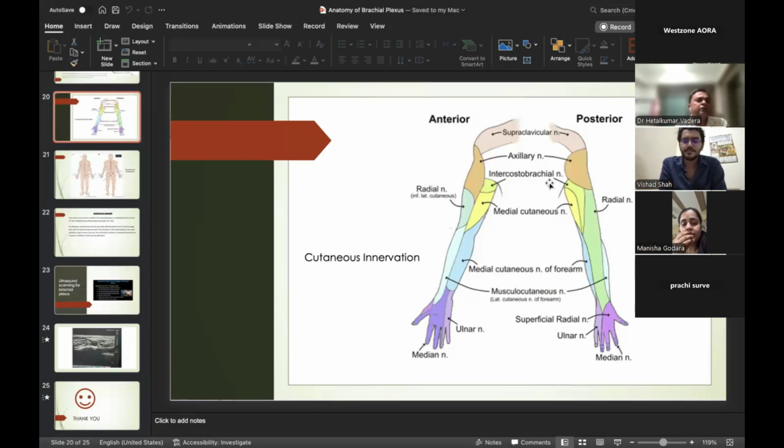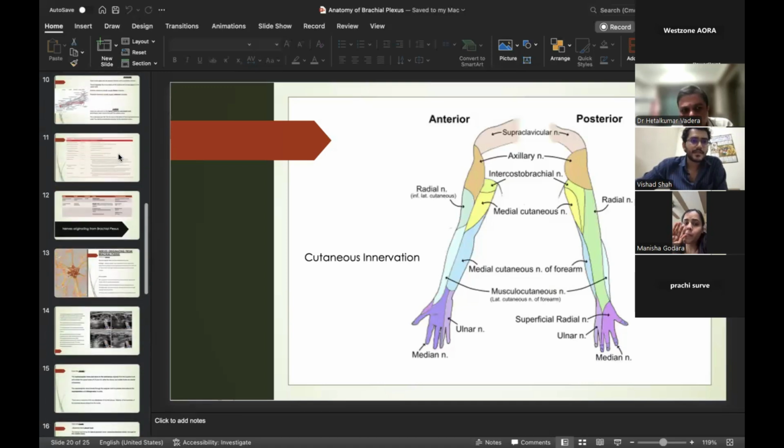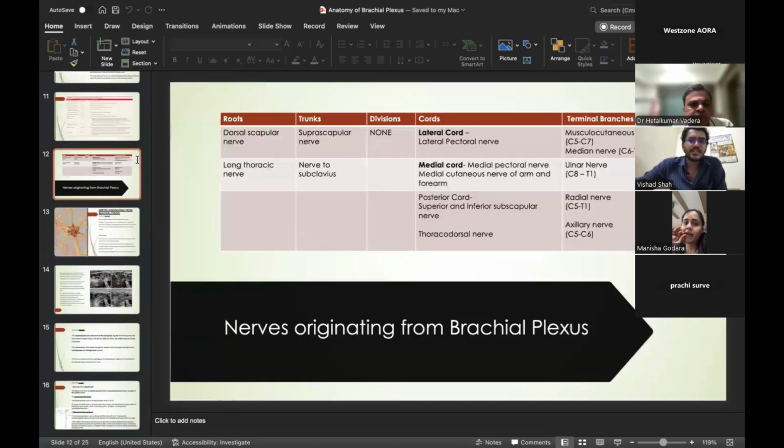Now regarding the interscalene block, you told that some nerves are getting out of the brachial plexus at the level of the trunks. Which are those nerves? Sir, at the level of the trunks, the suprascapular nerve and the nerve to the subclavius, two nerves are getting off. Dorsal scapular, long thoracic nerve. As you showed in the ultrasound image, it comes in the way. In which muscle does it travel? Sir, in the middle scalene muscle, sir.